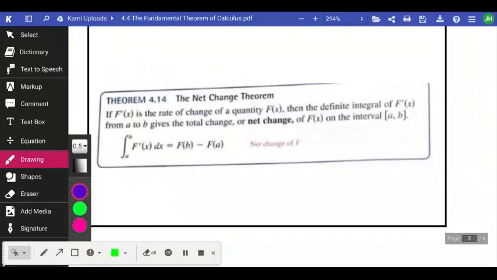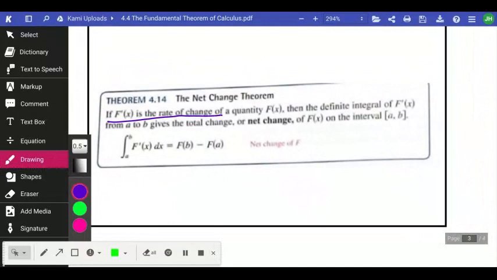Net change theorem should look really familiar. It's talking about if your first derivative is the rate of change, which it is, then the definite integral of that is your net change, basically your change overall. You put it all together. So think of net as putting it all together. Think of adding. Remember the integral is your sum. When you get infinitely many rectangles, you're adding all those up. So net means adding together. If you think of your net pay or something like that, putting it all together, that's what it is.